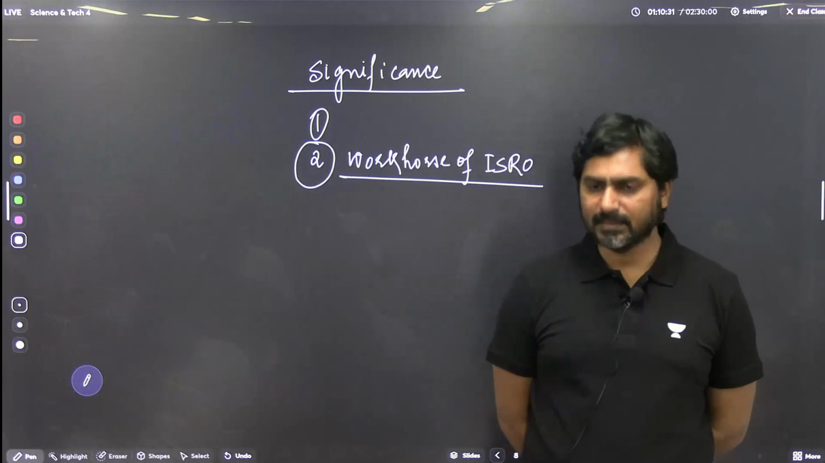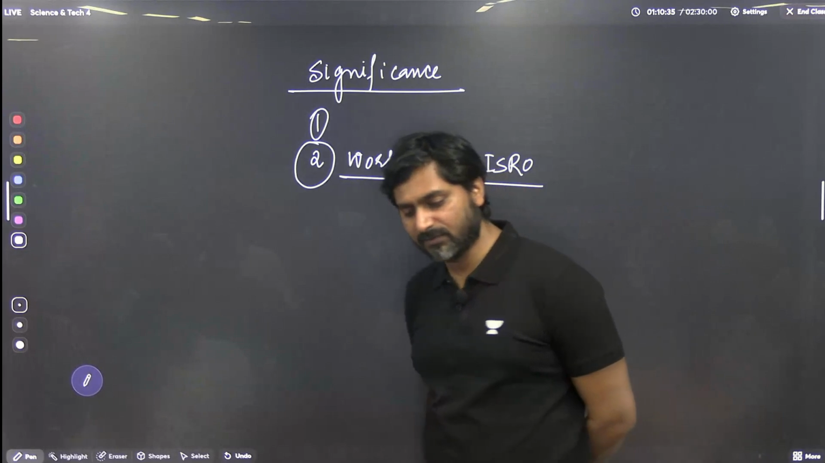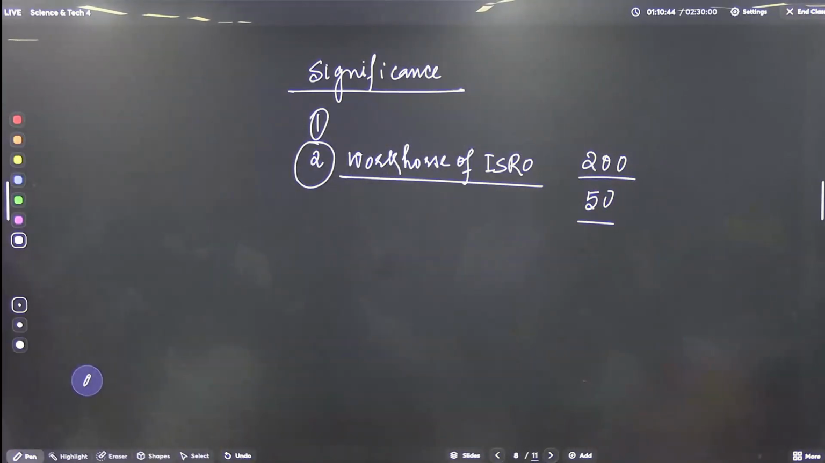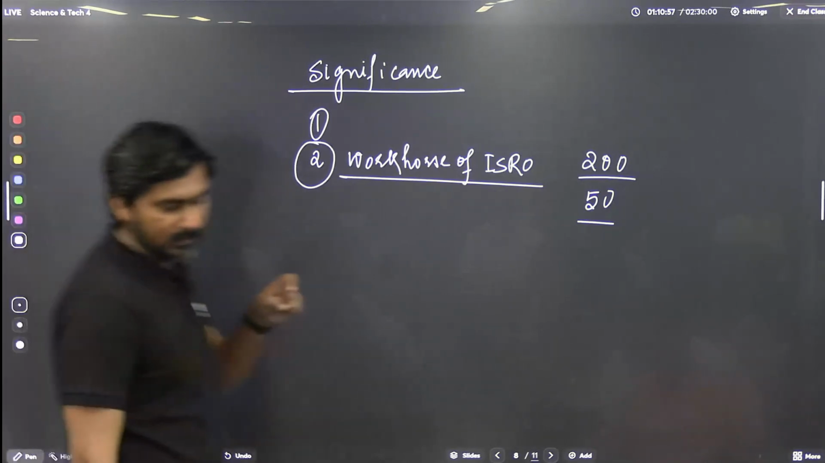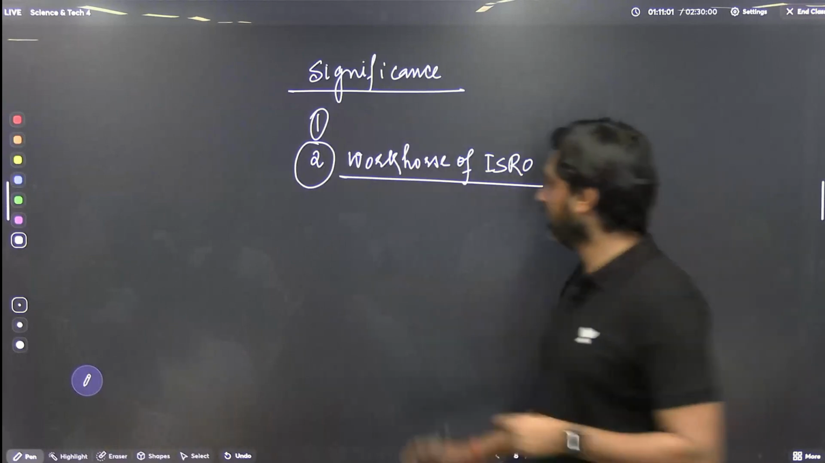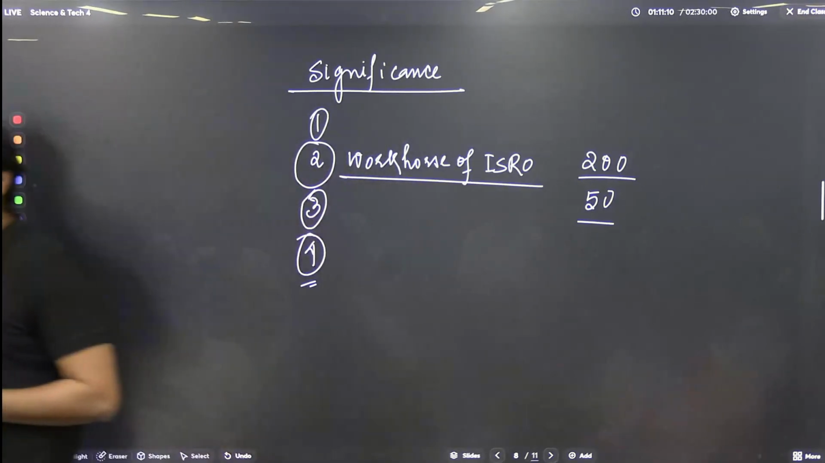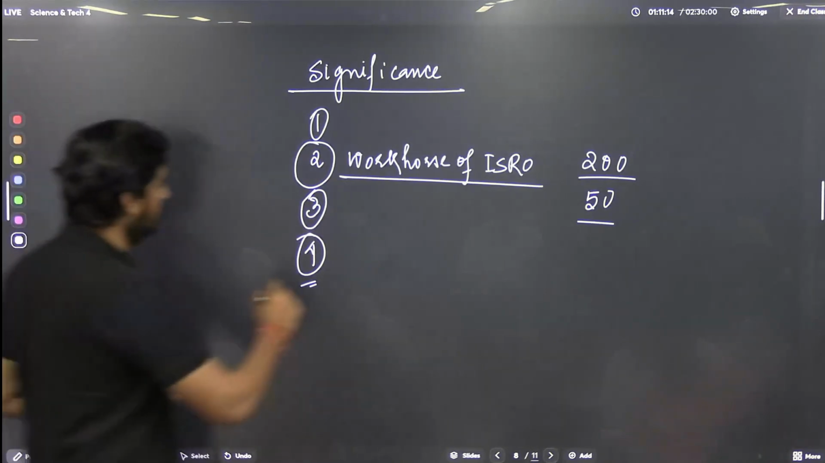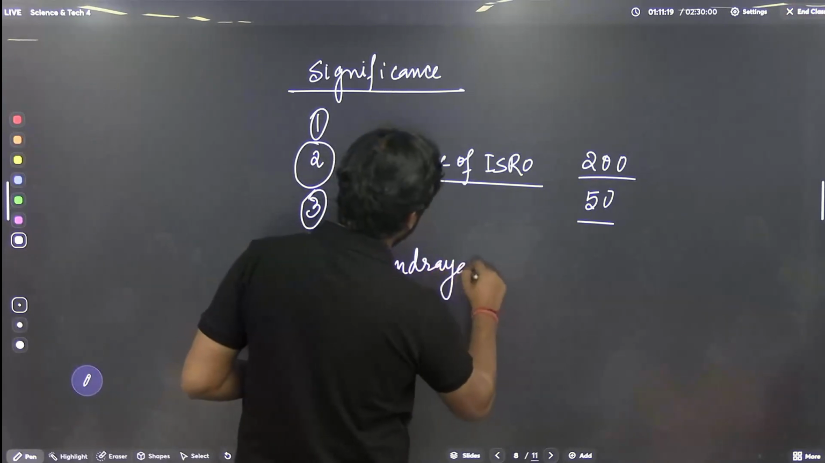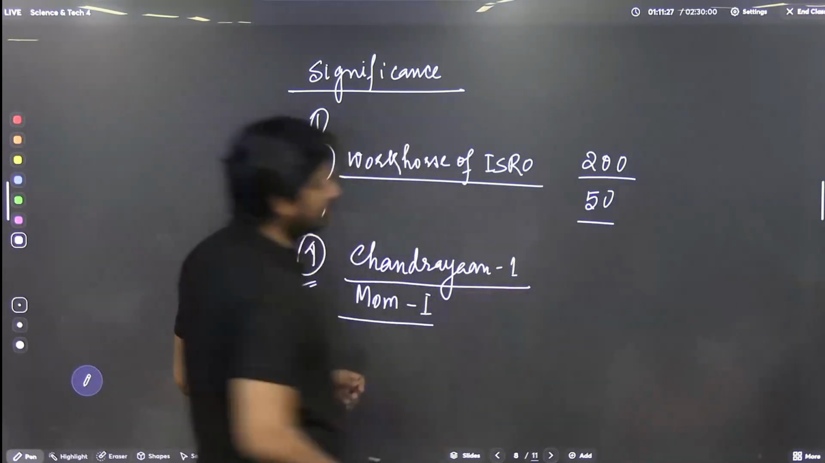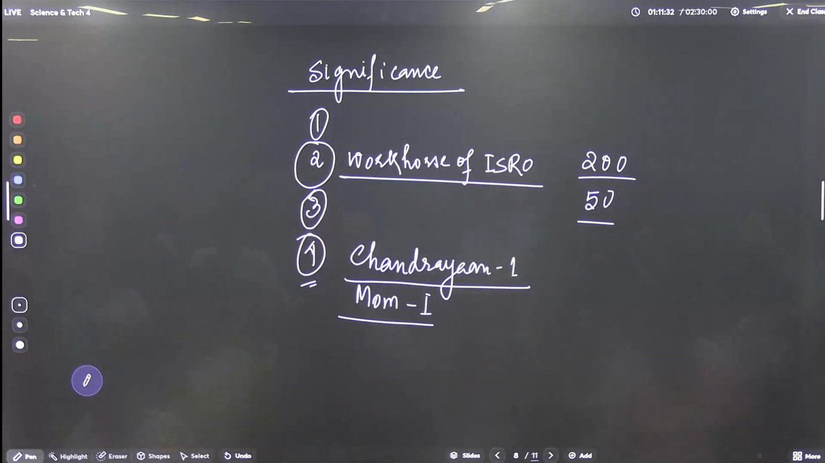Next, it also has very high success rate. Next, it has been used in some of the most important missions, such as Chandrayaan 1, and Mangalyaan mission. चंद्रयान, मंगलयान.